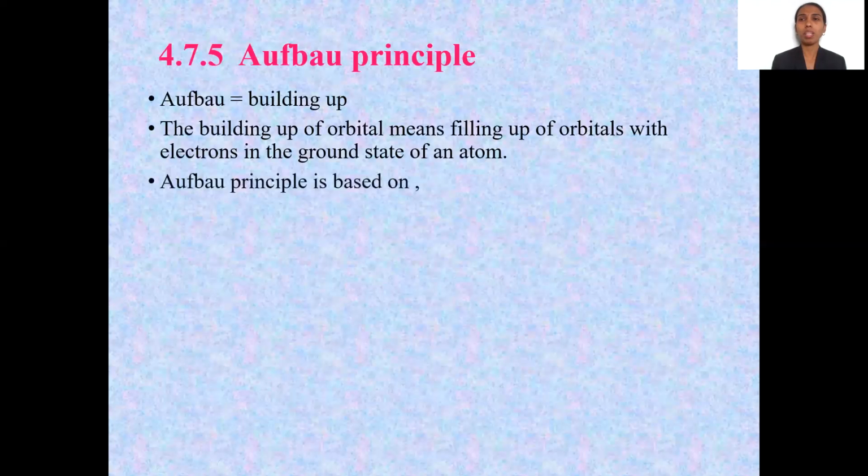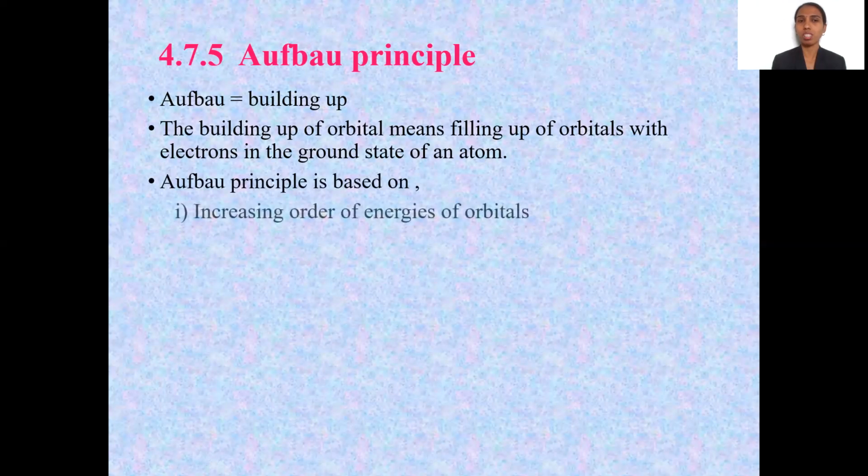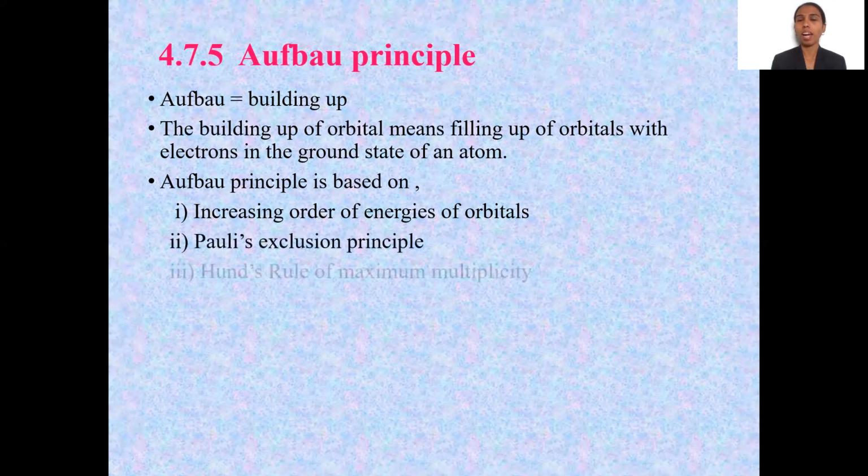Now the Aufbau principle is based on 3 points. First is the increasing order of energies of orbitals. Now this point, we have just now discussed. So increasing order of energies of the orbitals. Second is the Pauli's exclusion principle, and third one is the Hund's rule of maximum multiplicity. So on these 3 points the Aufbau principle is based. Now in detail we'll see these 3 points.